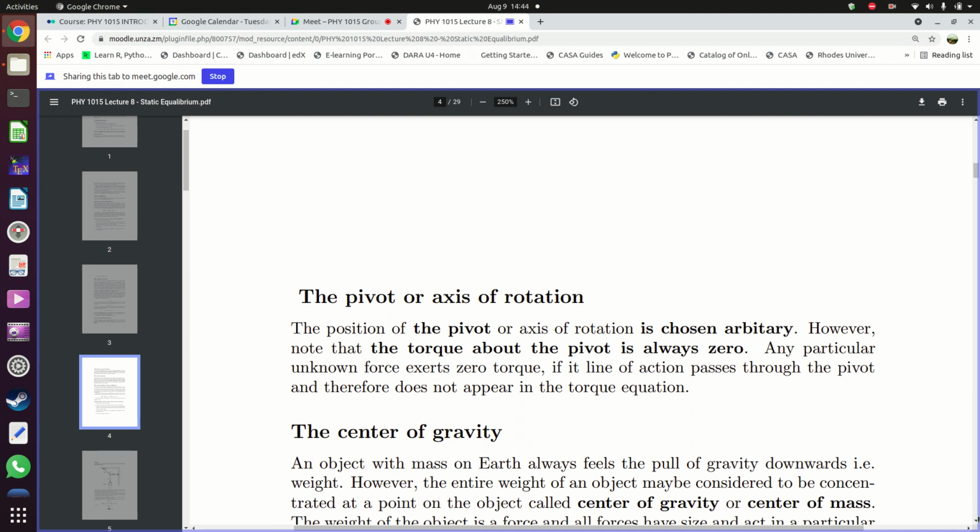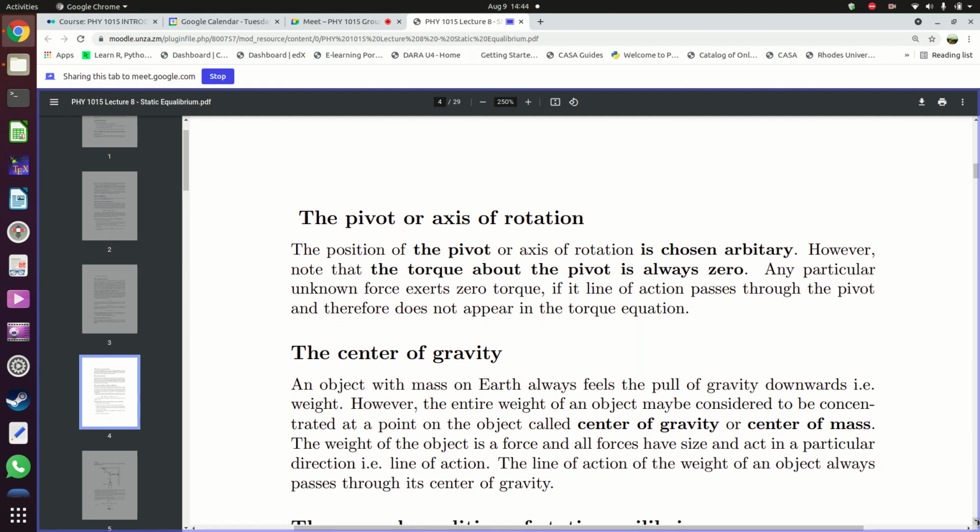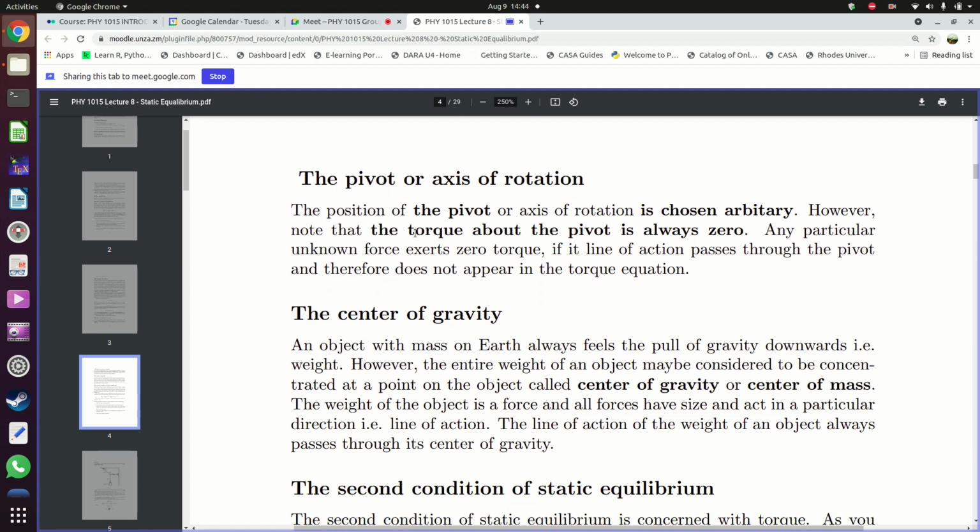The other idea which needs to come to your attention is the idea of an axis of rotation or a pivot.